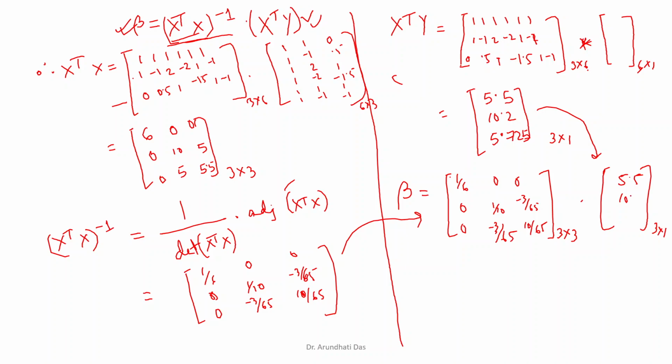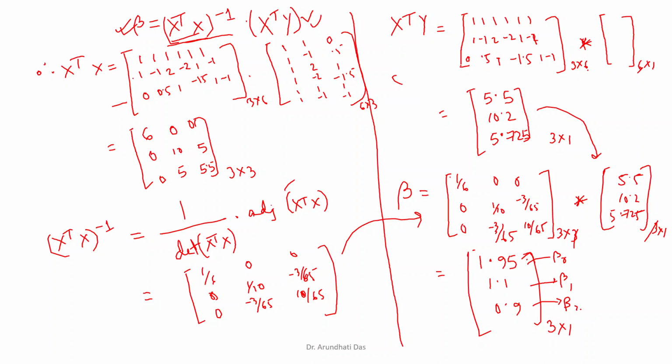5.5, 10.2, then 5.725. So the final matrix: these two will cancel out, so the final size of the matrix will be 3 by 1, right? After doing this matrix multiplication, I am writing only the final value here. The final value is 1.95, then 1.1 and 0.9. So these are the beta values. This will be beta naught, this is beta 1, and this is beta 2, correct?